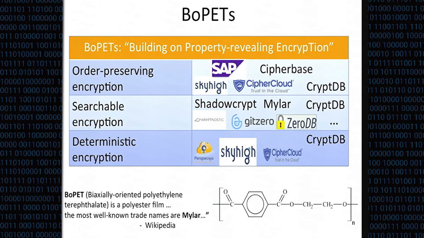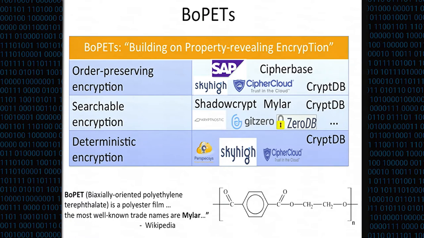There are a lot of systems now that use these kinds of property revealing encryption schemes. Both in academia and in industry, there's an enormous amount of interest in property revealing encryption. And we realized that there's a commonality between all these systems that use PRE, so we decided to coin yet another term for this class of systems. We call them BOPETs, for building on property revealing encryption.